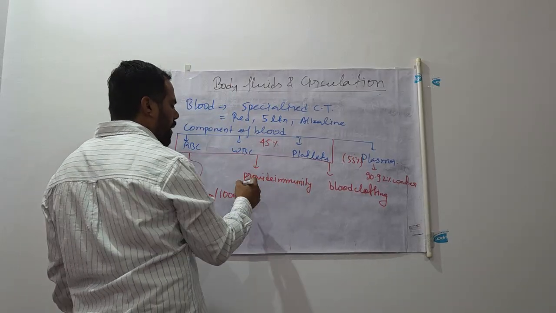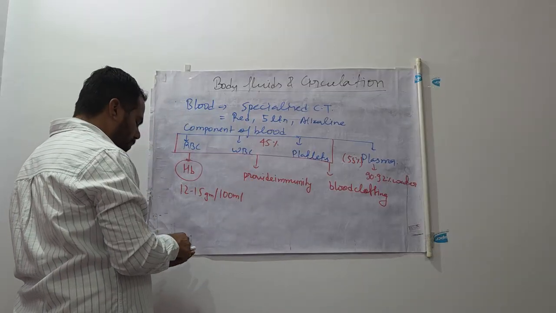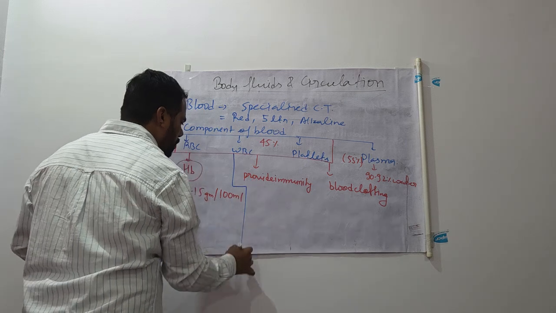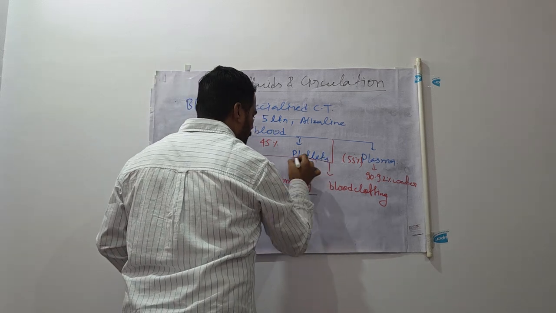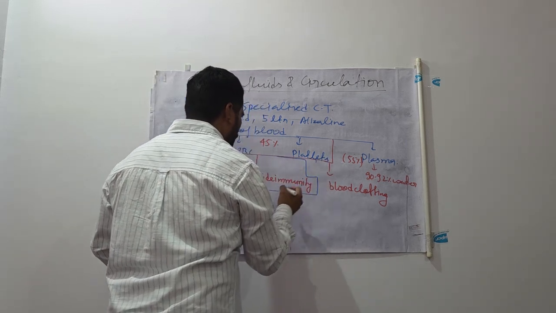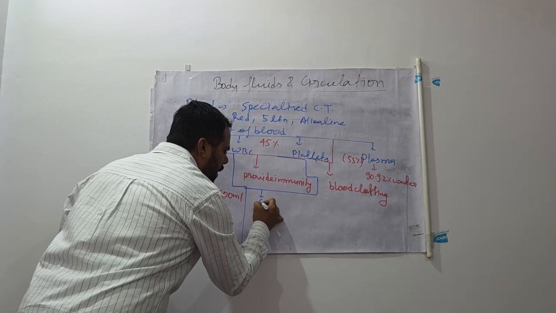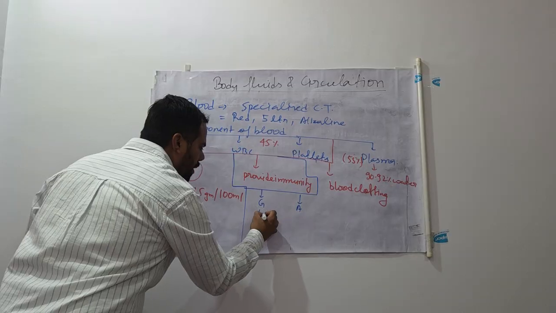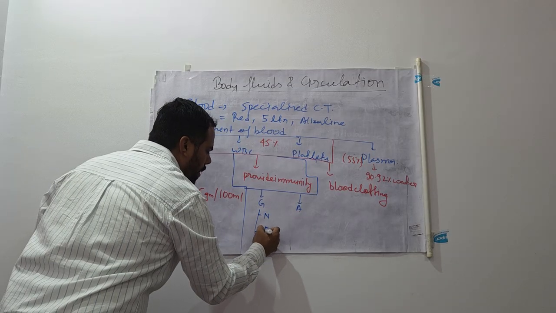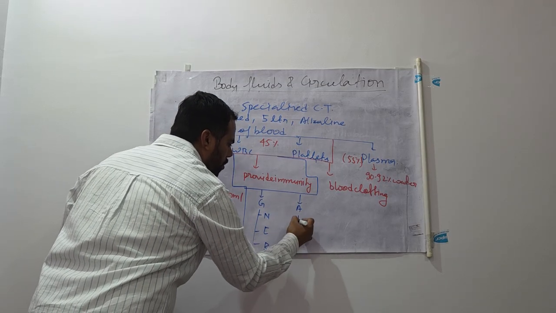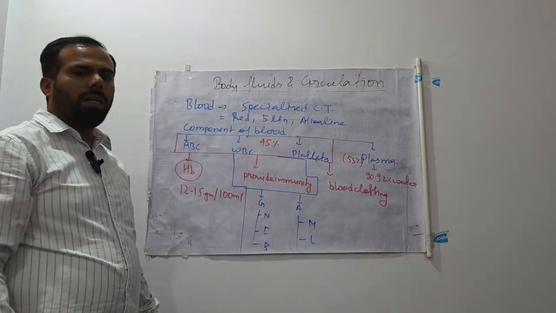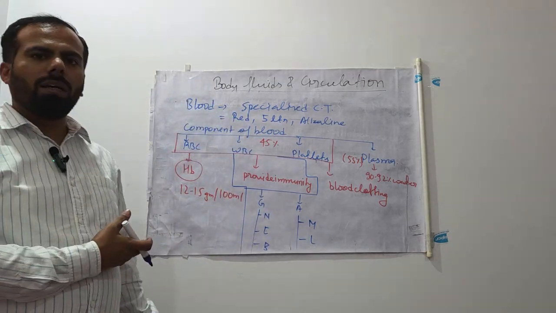WBC के भी कंपोनेंट मैंने आपको बताए थे. अभी लास्ट टाइम ही बताया था कि WBC कितने टाइप का होता है? ग्रेनुलोसाइट और ए ग्रेनुलोसाइट. ग्रेनुलोसाइट में क्या क्या आते हैं? न्यूट्रोफिल, इओसिनोफिल और बेसोफिल. ए ग्रेनुलोसाइट में क्या आते हैं? मोनोसाइट और लिम्फोसाइट. So that we read in this lecture in detail.